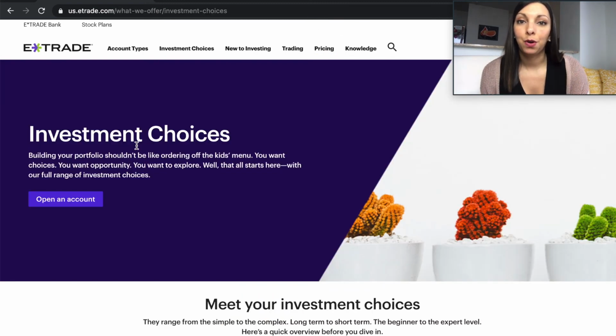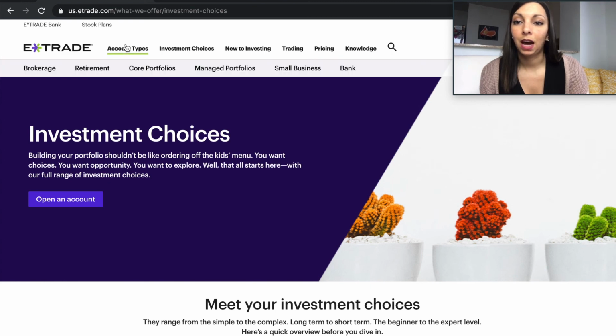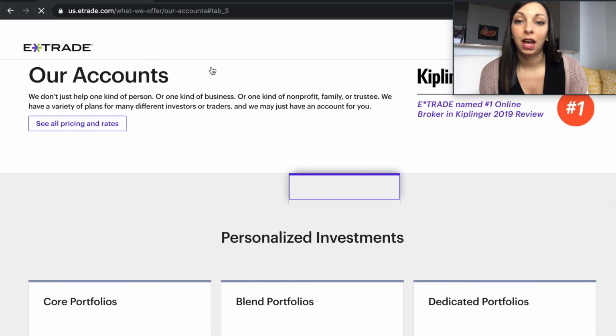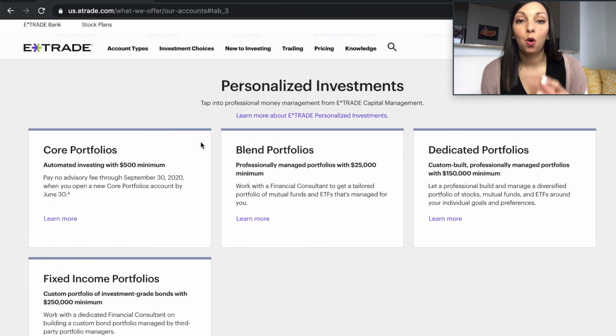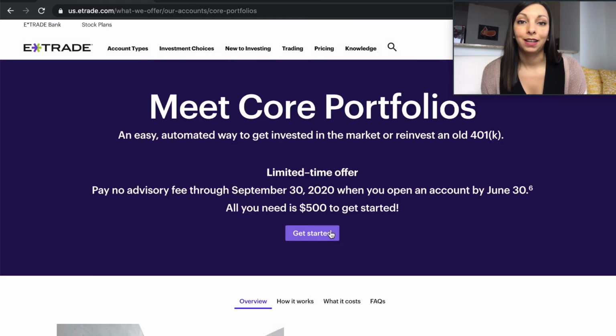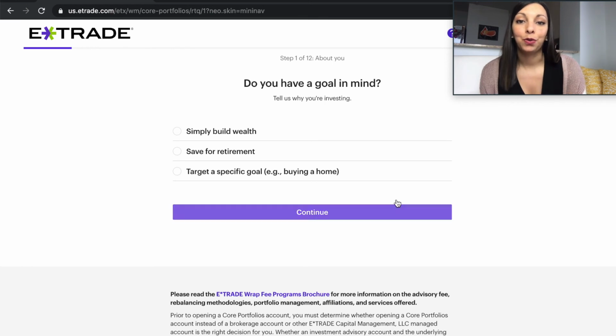Looking for the robo-advisors, under account types, here are the different accounts. I do know that Core Portfolios is the name of their robo-advisor. If you didn't know that, you can click on Managed Accounts or Managed Portfolio, and it brings you to the different options. Core Portfolio is their robo-advisor. As you can see, it's automated investing, $500 minimum. Click Get Started, and then it's going to walk you through these 12 questions, and that's going to gauge how conservative or how aggressive you want to be.